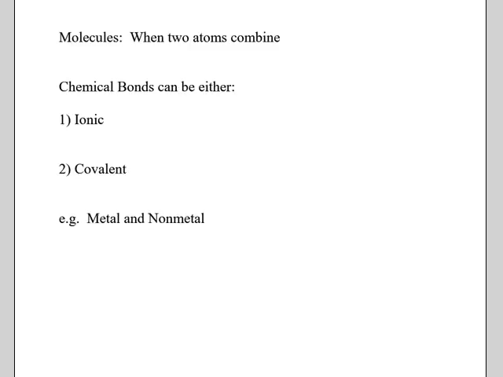Instead of drawing Lewis structures or Lewis pictures just for atoms, we can also draw them for molecules. So we're talking about the chemical combination of at least two atoms, and those atoms are held together by chemical bonds. The chemical bonds are classified as either ionic or covalent.